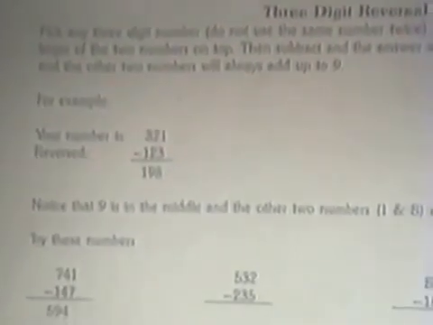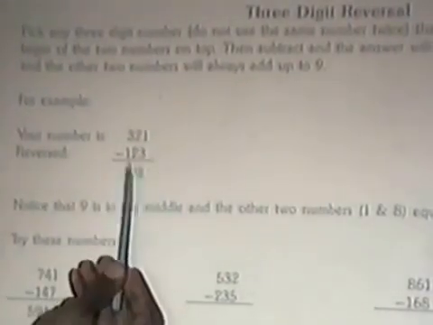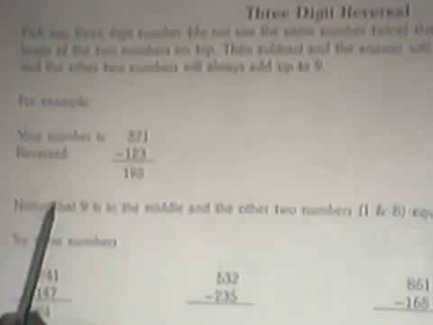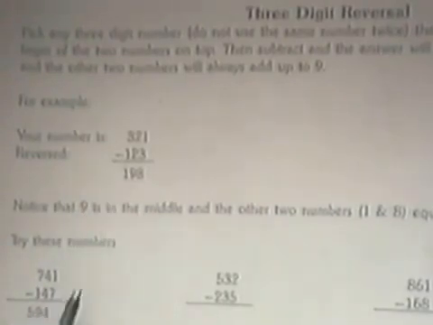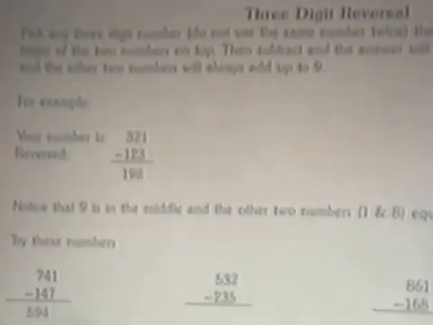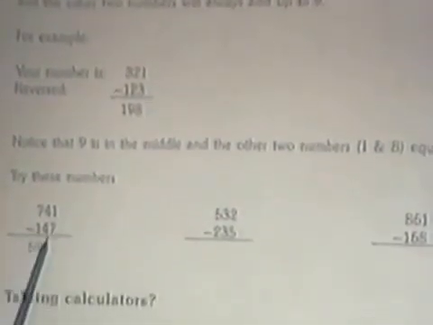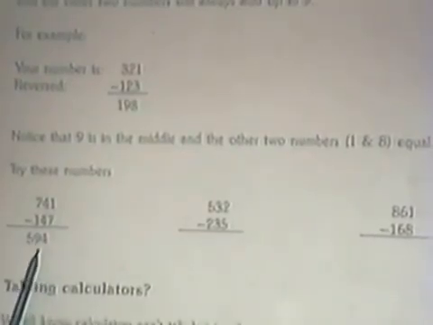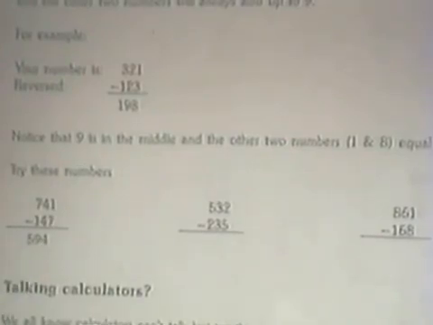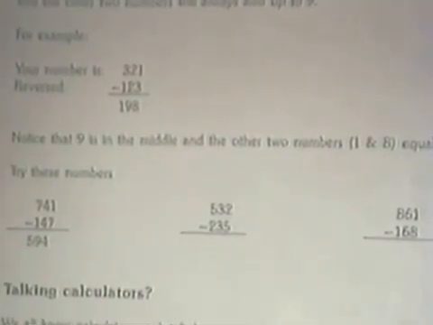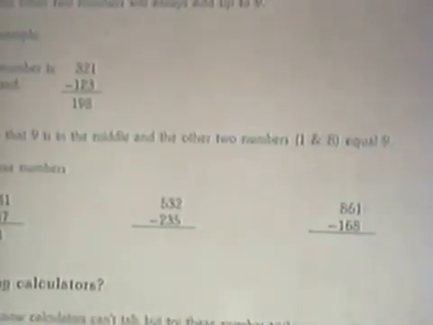For example, your number is 321. Correct? 321. Reverse the number and subtract it. You get 198. Notice that 9 is in the middle. And the other two numbers, 1 and 8, equal 9. Try these. 741. Reverse the number. 147. Subtract it. 9 is in the middle. 5 and 4 is 9. 532. Reverse it. You will always have a 9 in the middle, and the other two digits will always equal 9.